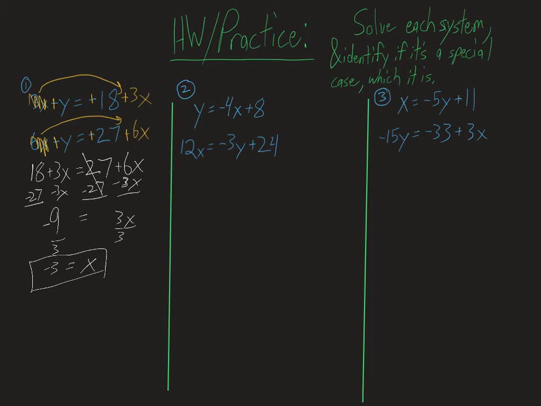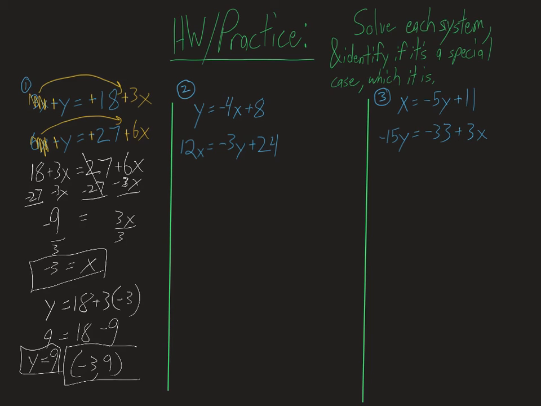I'm halfway home, and I'll plug in to the top equation 3x, which is 3 times negative 3 when I plug in. Now we've got 18 minus 9, which is 9, so y equals 9. And we've got negative 3 comma 9, and there's my solution. That's regular. All right, let's do number 2.